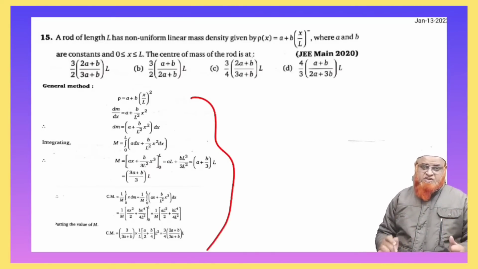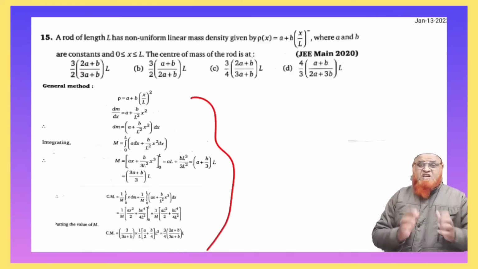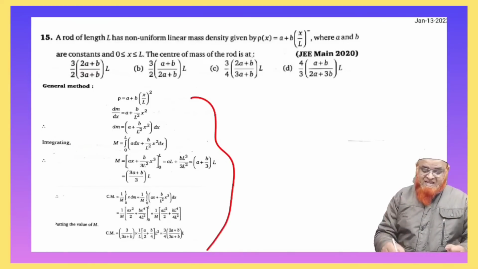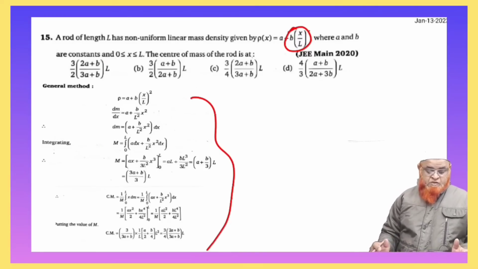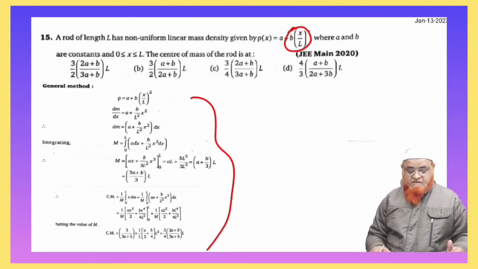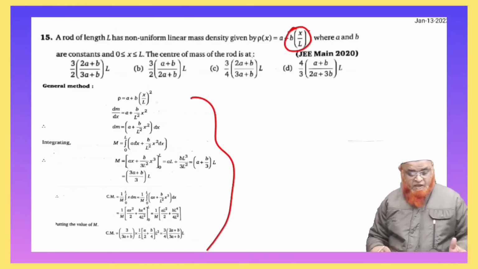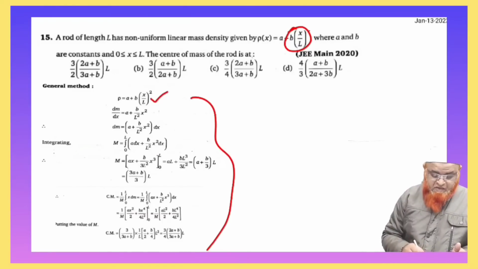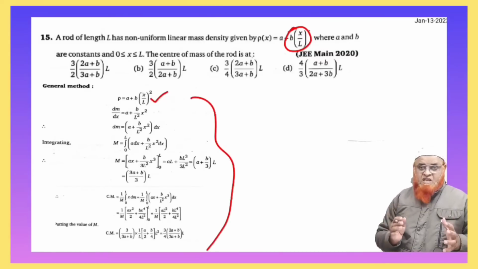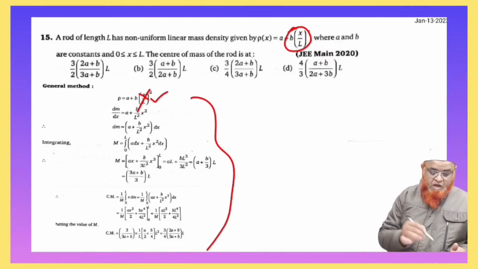And if you observe this question here, the non-uniform part of the rod whose center of mass we have to find out is the second part given in the problem, that is B into X by L here. Okay, so this is the part which you have to consider, which is said to be the non-uniform part. This is the equation given in the question, but if you observe this equation, you will see that only the second part is going to be the non-uniform part.